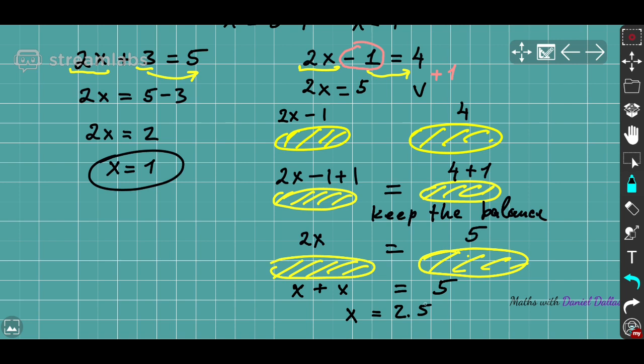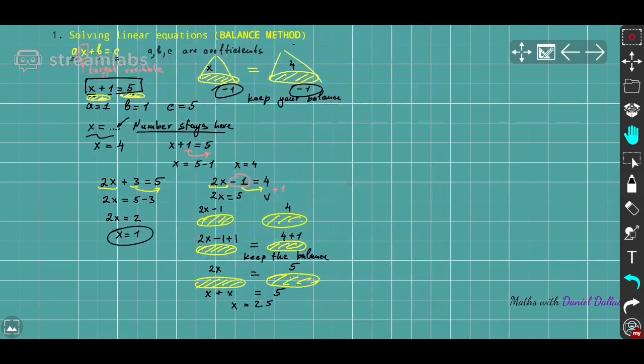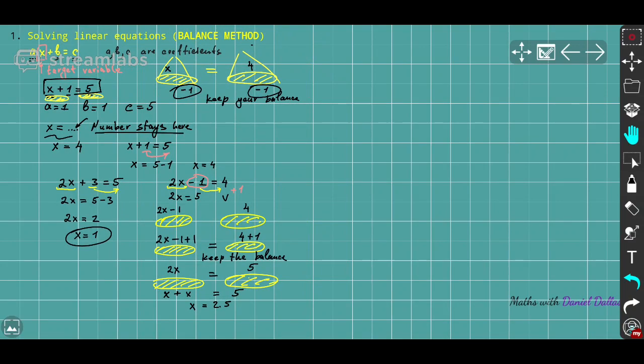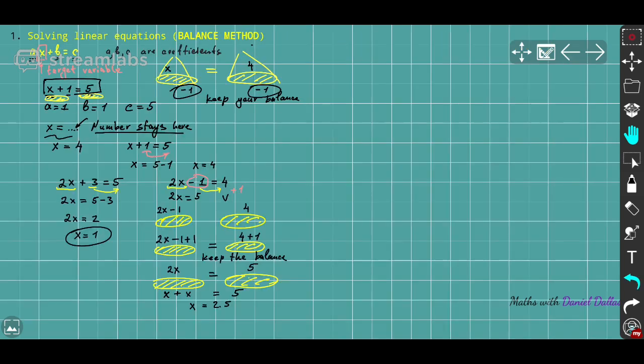So let's go to more advanced stuff. We consider the idea of the balancing methods, yes? And now let's try to consider how it works for more advanced examples. All right.